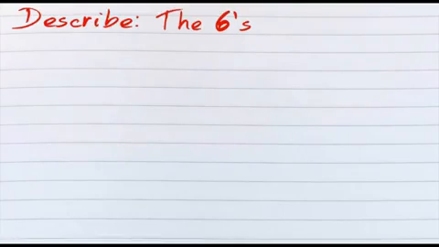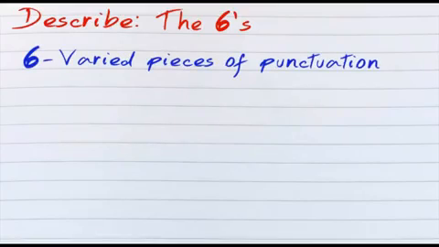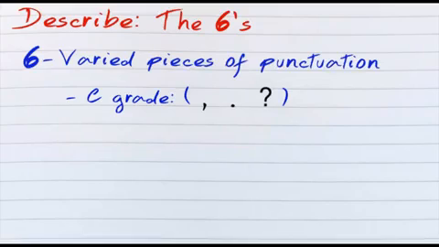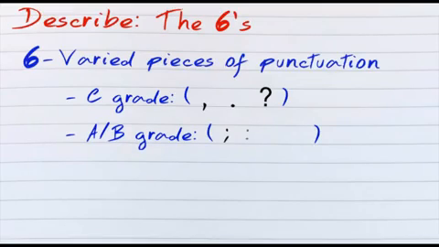So the key ones is to use 6 varied pieces of punctuation. This doesn't mean you can use only 6 or more than 6, etc. You use 6. Now the simple ones, which kind of look you up to a C, are a comma, a full stop, and a question mark. Very simple, and they're kind of C-worthy language control. To get higher than a C, you'll be looking at using semicolon, colon, an exclamation mark, and a dash.